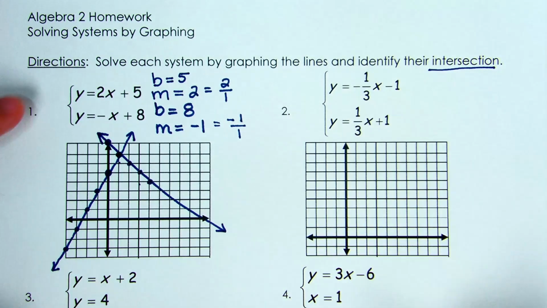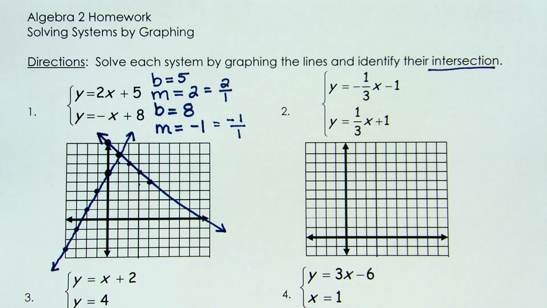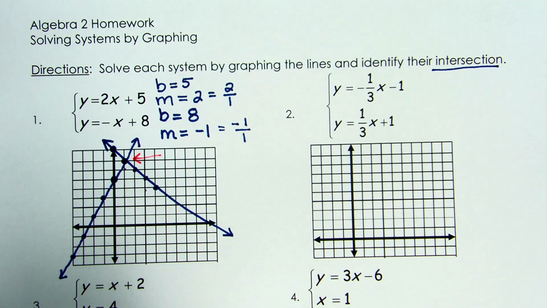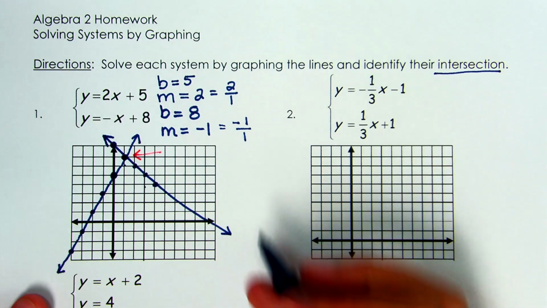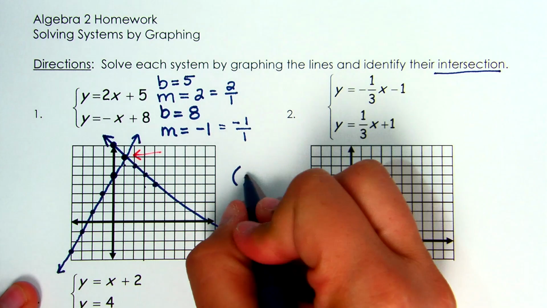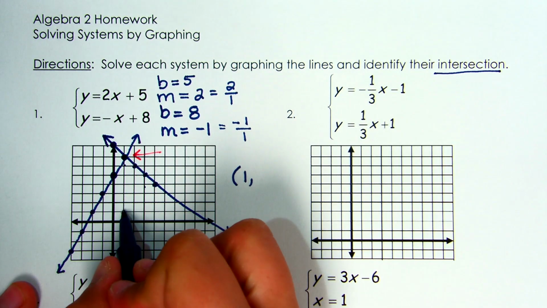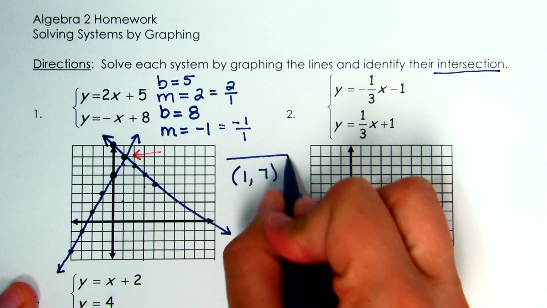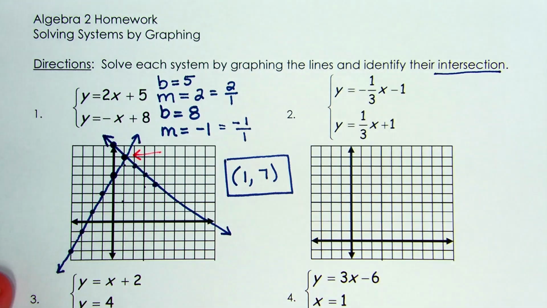And I see that my lines intersect. Where they intersect, right here, is my solution. So the solution to my problem is this point where they cross at 1, go right 1, up 1, 2, 3, 4, 5, 6, 7. (1, 7) is the solution to the system of equations.